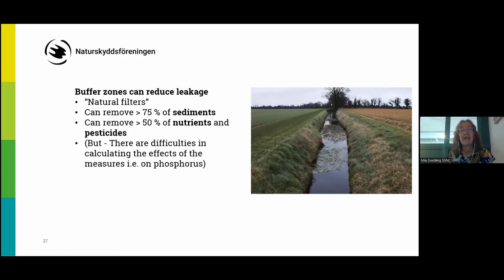So the buffer zones can reduce leakage. They function as natural filters, and they can actually remove more than 75% of sediments and more than 50% of nutrients and pesticides. But with that said, I would like to remind you that there are difficulties in calculating the effect of the measures, especially concerning phosphorus, because the reduced leakage is influenced by a lot of different factors, as I already said.